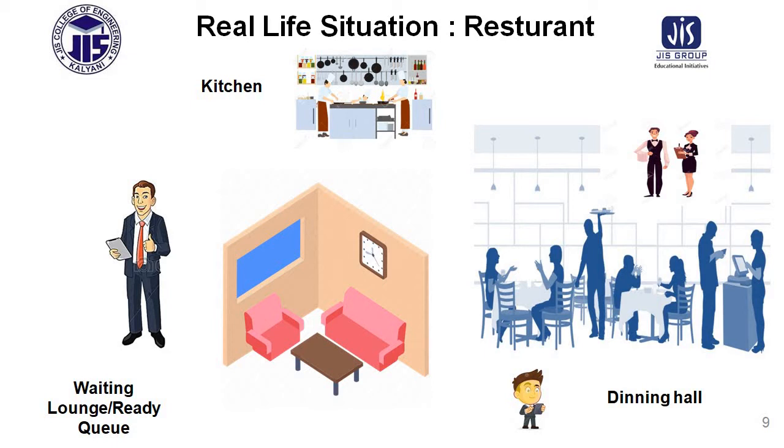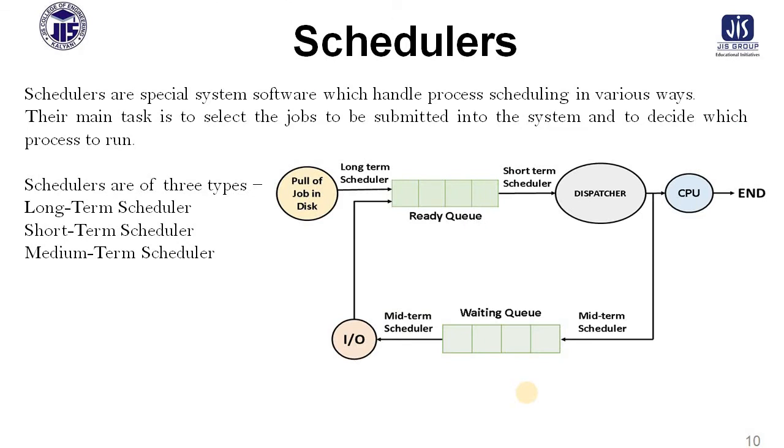Similarly, in our operating system, whenever a process comes to our system, a process has to be submitted as a job. That is the first thing, the job. This is called the pool of job queue. From this job queue, there is a software program that is called the long-term scheduler. This long-term scheduler will pick up processes from the job queue and submit them to the next level of the queue, that is called the ready queue.